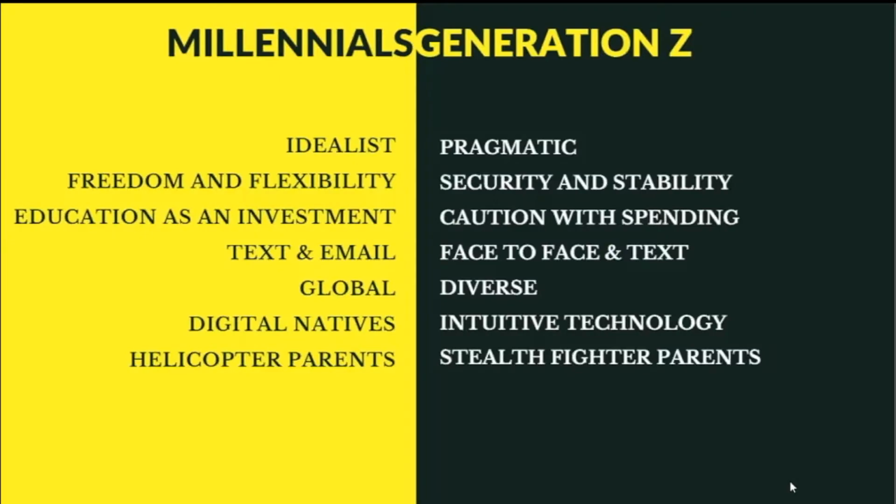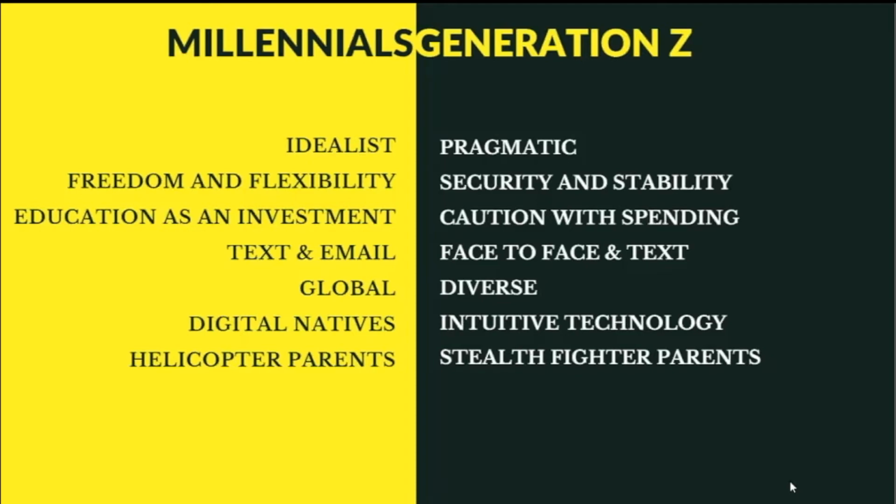Now, a lot of us have engaged significantly with millennials, and the easiest way to understand Gen Z is how are they different from millennials. So where millennials were idealist, Gen Z is pragmatic. And again, this comes from post 9/11, Great Recession. This is the environment that they were raised in, and so it does affect some of their perceptions and preferences for the world. Millennials sought freedom and flexibility, whereas Gen Z seeks security and stability. Millennials see education as an investment, whereas Gen Z is cautious with spending and really wants to know how it's going to benefit them and what kind of return on investment they should anticipate.